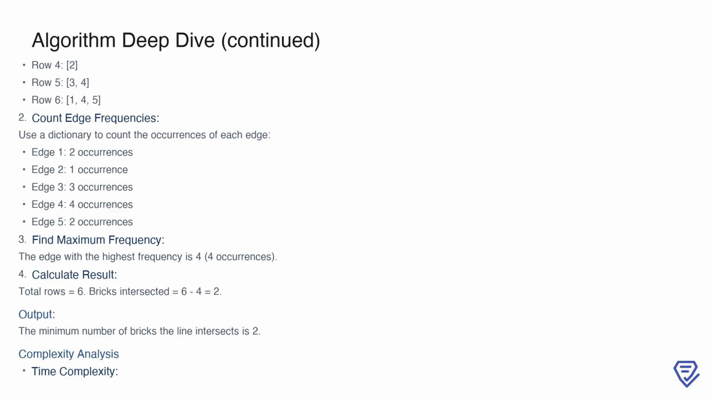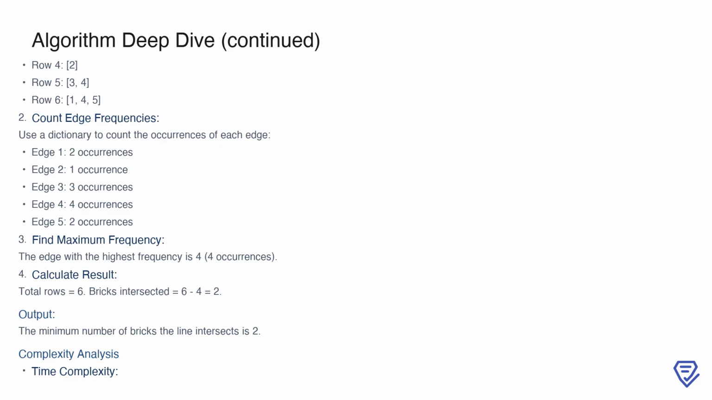Continuing with the example, the edge positions for the remaining rows are as follows. For row 4, it's 2, for row 5, 3, 4, and for row 6, 1, 4, 5. Once we have all the edge positions, we use a hash map to count their frequencies. In this case, edge 1 appears 2 times, edge 2 appears once, edge 3 appears 3 times, edge 4 appears 4 times, and edge 5 appears twice.